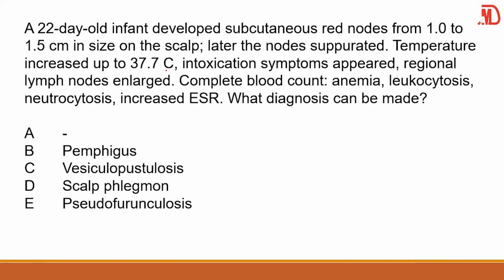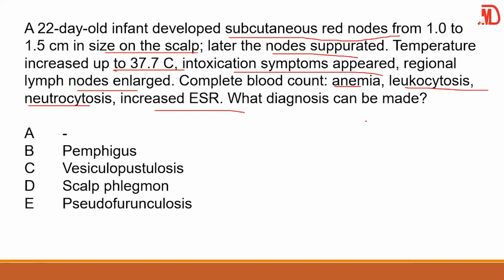A 22-day-old infant developed subcutaneous red nodes from 1 to 1.5 in size on the scalp. Later, the nodes suppurated. Temperature increased. Intoxication symptoms appeared. Regional lymph nodes enlarged. Complete blood count: anemia, leukocytosis, neutrocytosis, increased ESR. What are you looking out for?